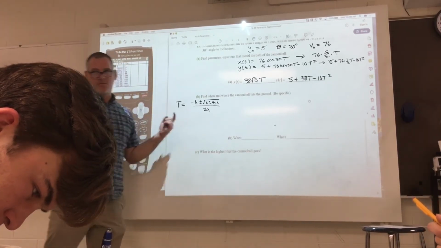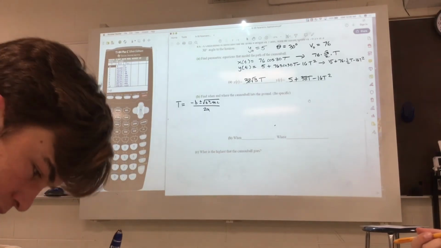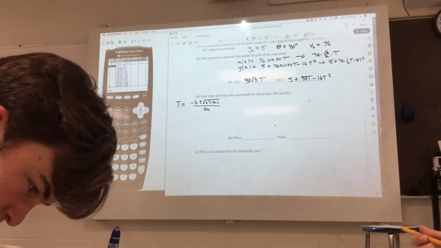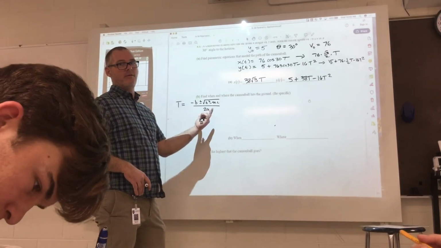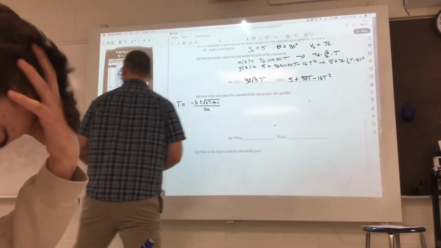Now, I didn't teach y'all in Algebra 1, so I'm going to show you the best way to do this formula. I don't actually even write this down. Y'all should know this by heart, so I'm going to go ahead and erase it.